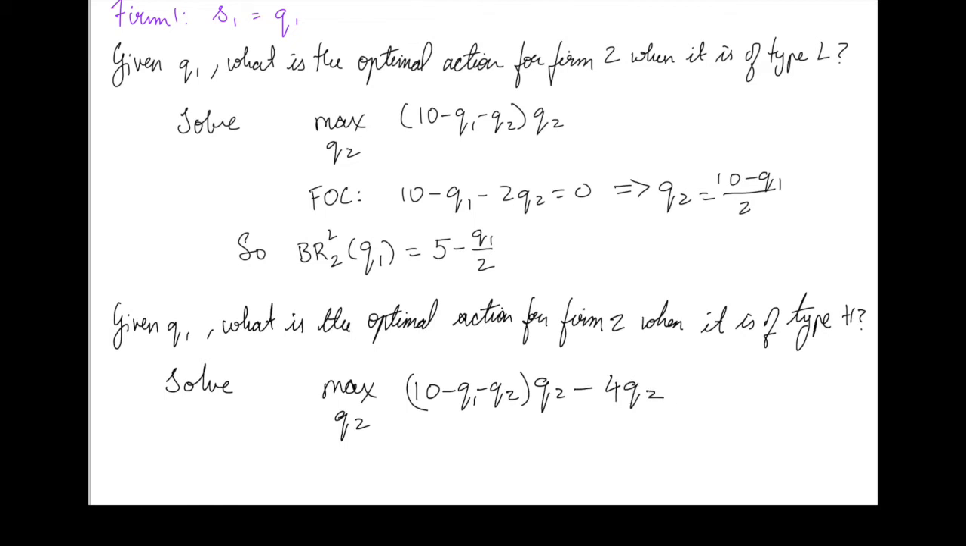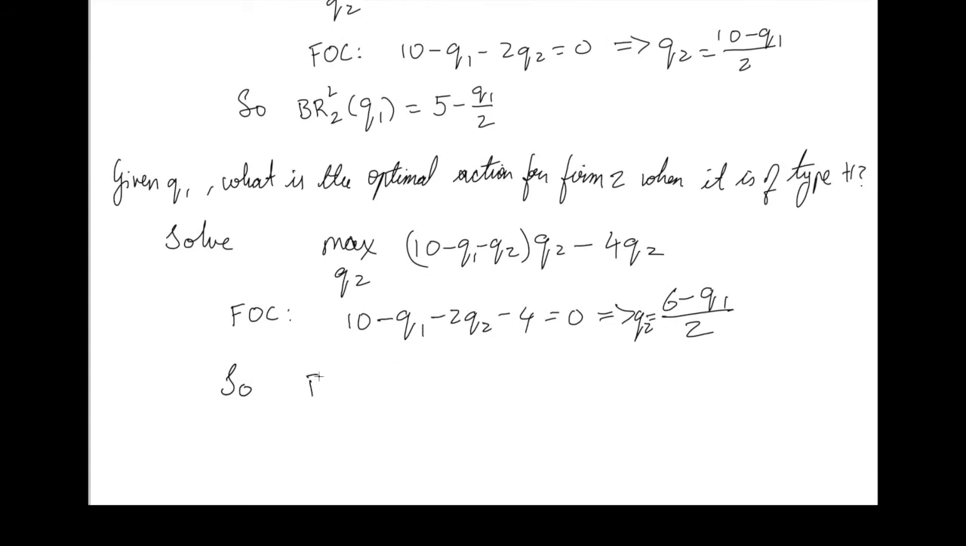So the first order condition is 10 minus Q1 minus 2Q2 minus 4 equals 0, which implies that 10 minus 4 is 6, and 6 minus Q1, divided by 2, is what Q2 should be. So the best response of firm 2 when it is of type H to Q1 is 3 minus Q1 over 2. So now we have a best response for firm 2 whether it's a type L or type H.